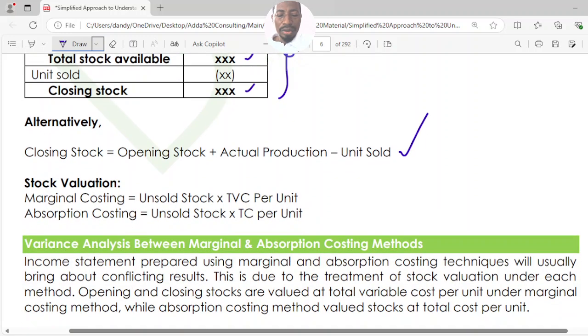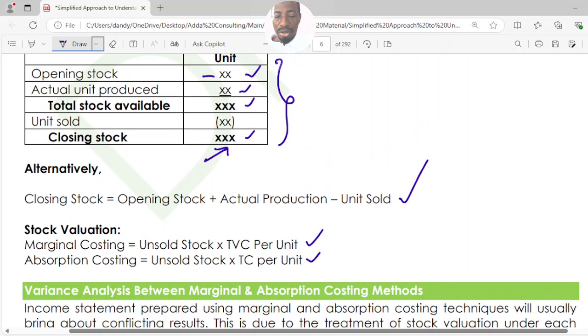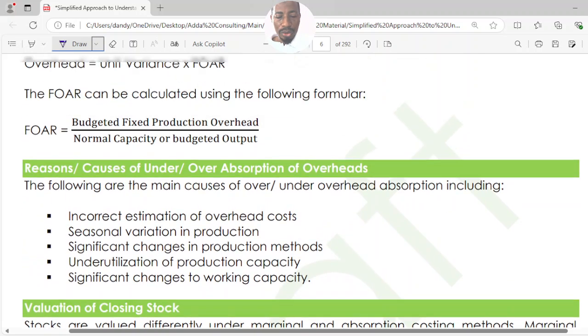Then I need to value the closing stock. If I'm using the marginal costing approach, the unsold stock that I've calculated here, I need to multiply with total variable cost per unit. If I'm using the absorption costing method, the closing stock is multiplied by total cost per unit. So this is how to value stock using marginal and absorption costing. All right, so that's that.